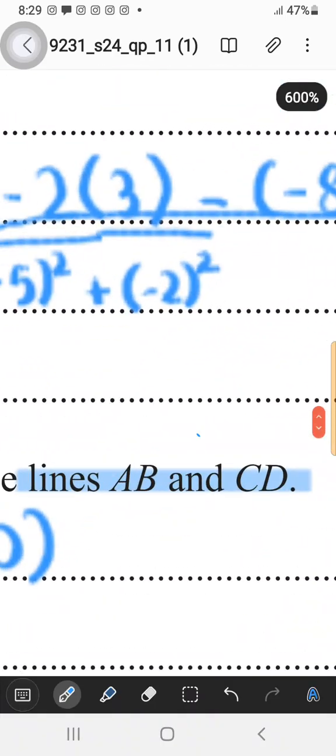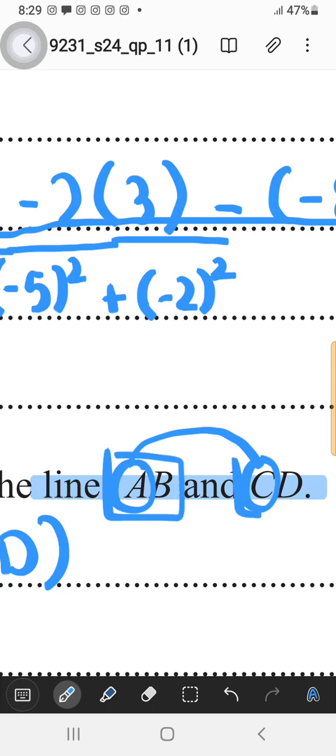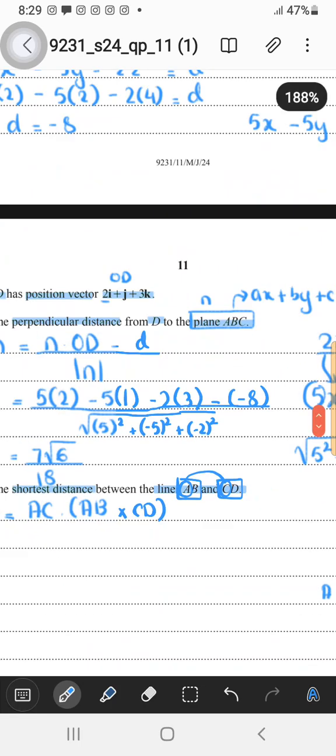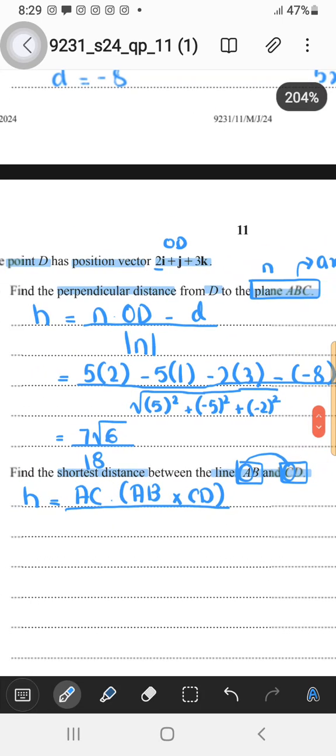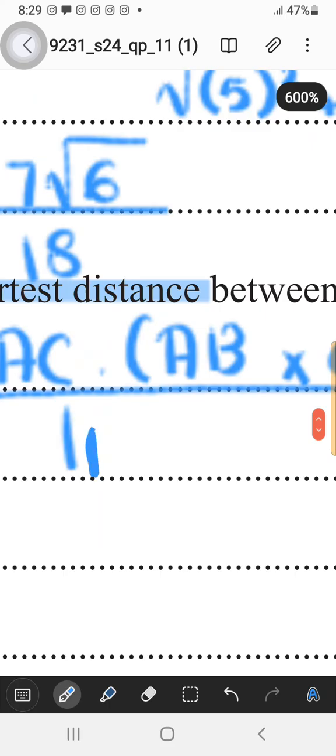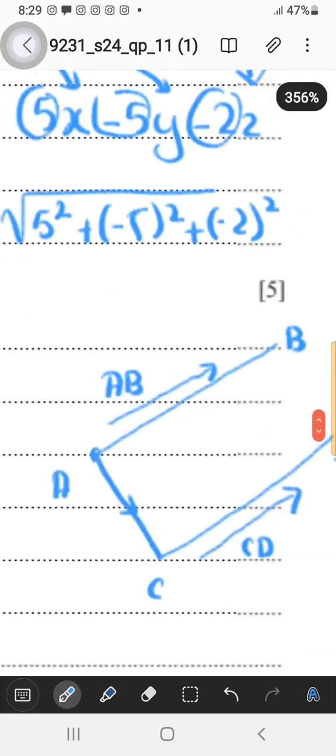What we did, if you look at the question, we will take an alphabet from here, an alphabet from here, and we will find AC. Okay. Then we will do cross product of this AB and this CD. I hope you get this. And here's one more thing. Then we will divide it with AB cross CD. Let me make it easier for you.